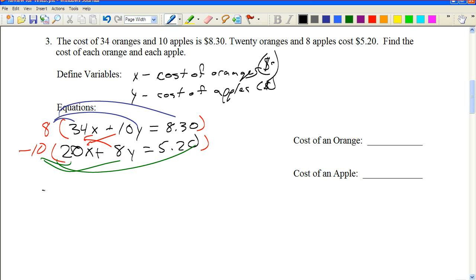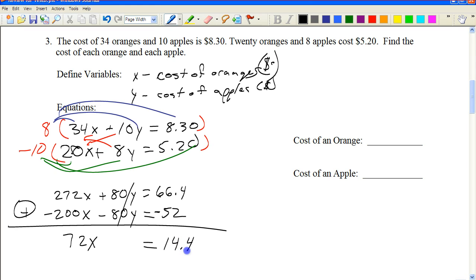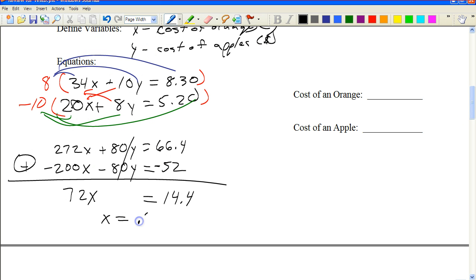And we're going to get 34 times 8 is going to be 272x plus 80y equals 8.3 times 8 is going to be 66.4. Then we're going to get negative 200x minus 80y equals negative 52. And then we're going to add those. So we get 72x. Those are going to cancel. 66.4 plus negative, by the way, it's negative 52. So it's 66.4 minus 52, so it's going to be 14.4. And then we divide by 72. And we get 0.2.